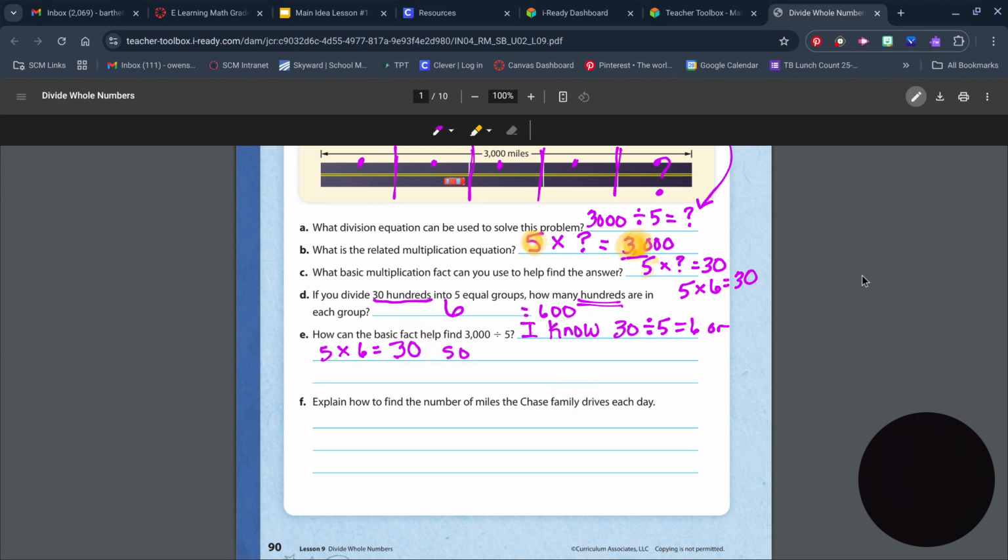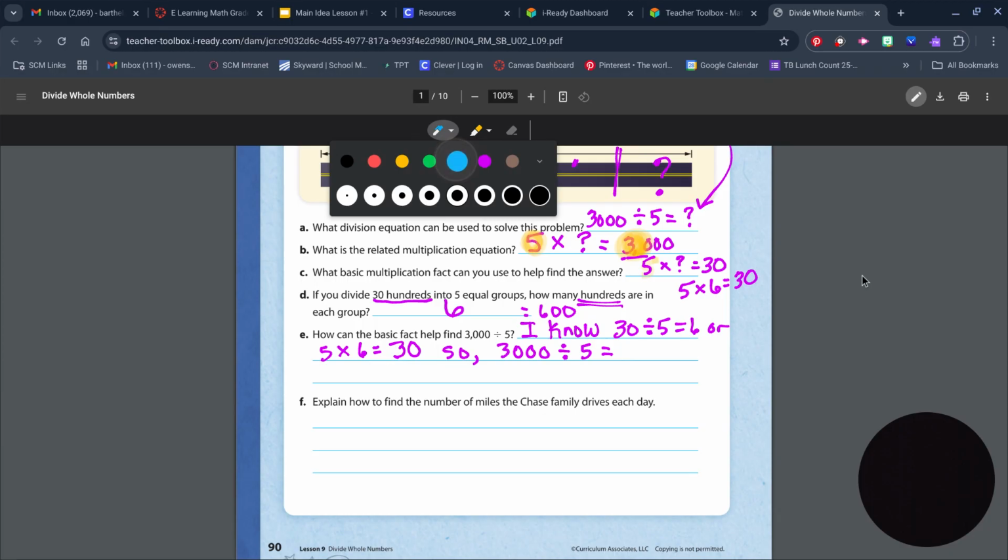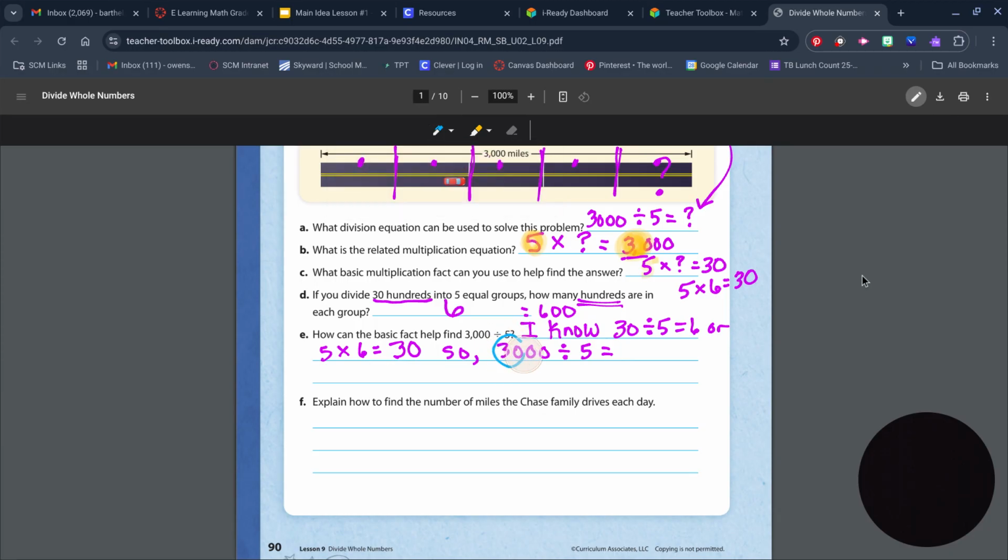So 3,000 divided by 5 equals... okay, watch what we're going to do here. We know 30 divided by 5, or 5 times 6 equals 30. But remember, we're talking about hundreds here. We've got these 2 zeros left over, right? So it's just going to be 6,000. You're going to use your 30: 5 times 6 equals 30, and then add those 2 zeros.